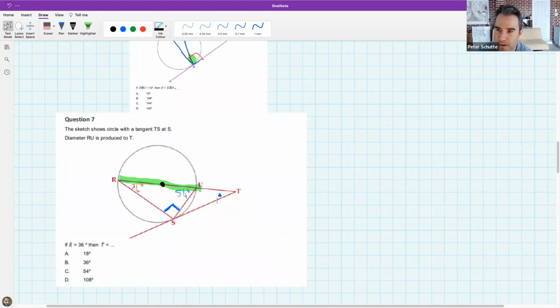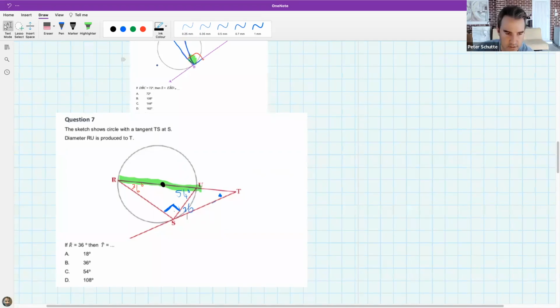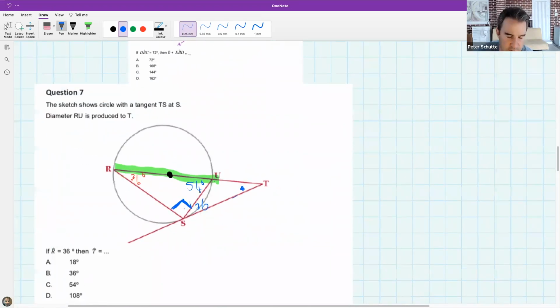Okay, no problem. I like just taking you through the thinking, so I appreciate that. I'll take it from here, but that was awesome. So what I think needs to happen is that this angle over here is equal to 36. That angle over there is equal to 36 because of the tan chord theorem. And then on this side, if that's 54, then I know on the other side it must be 180 minus 54, which is 126.